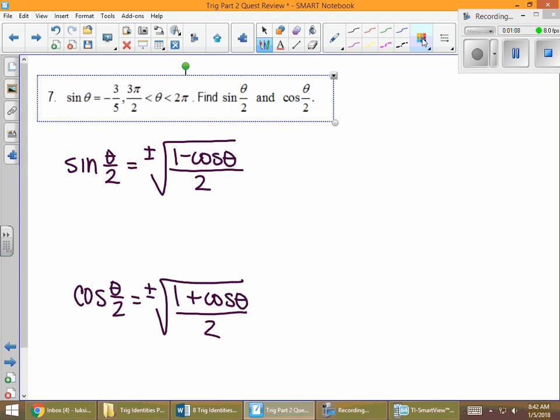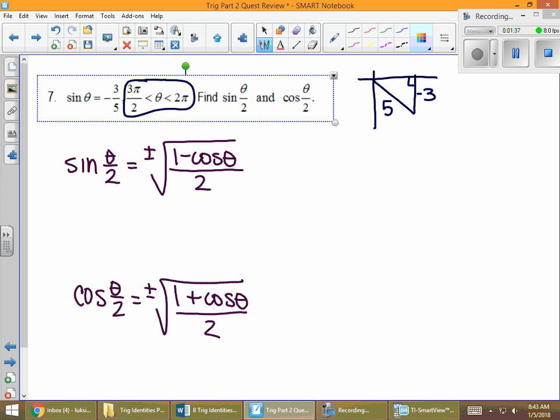So I'm going to draw my triangle off to the side here. It is a fourth quadrant triangle since we're between 3 pi over 2 and 2 pi. And remember, just read that to yourself. Theta is between 3 pi over 2 and 2 pi. So my sine gives me opposite over hypotenuse, and my opposite is a negative value since we're in the fourth quadrant.